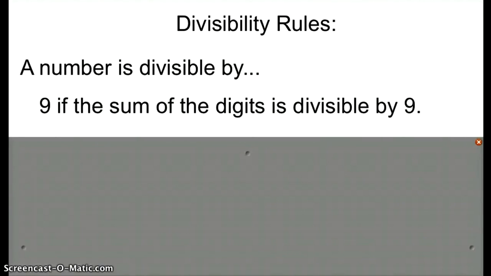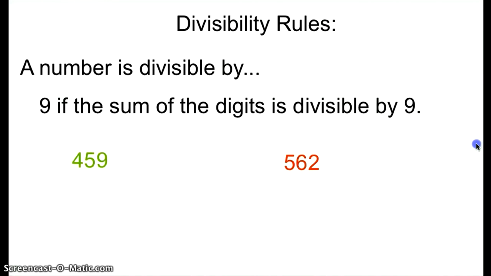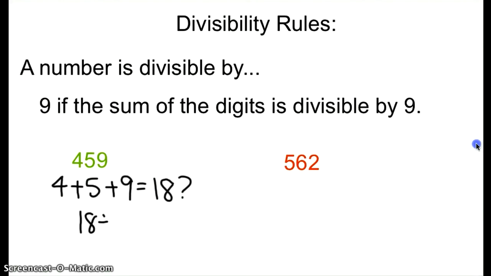A number is divisible by 9 if the sum of the digits is divisible by 9. So looking at 459, I'm going to add all of my digits together, and I get 18. Is 18 divisible by 9? And it is. It equals 2. So I know that 459 is divisible by 9.